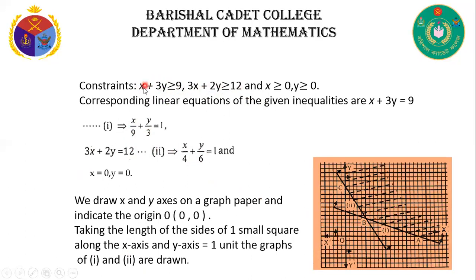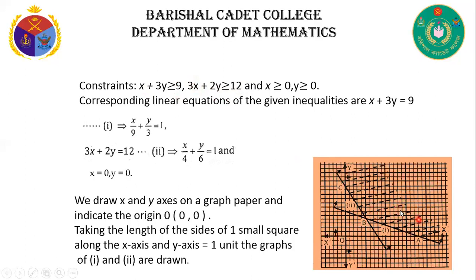If we put 0, 0 in the first inequality, 0 greater than or equal to 9, this is not true. That's why the direction of the line is opposite to the origin. In the same way, if we put 0 and 0 in the second, 0 greater than or equal to 12, this is not true. That's why the direction of the line is opposite to the origin.